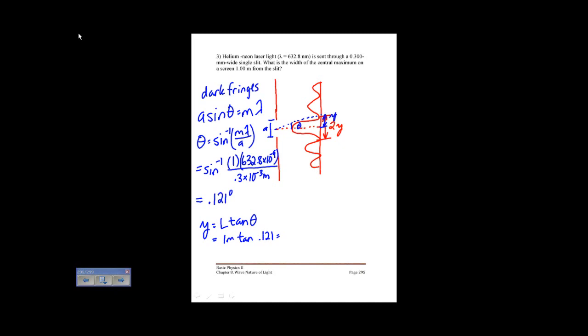That gives me 0.00211 meters, which 2y, twice that, is going to be 0.00422 meters, which is 4.22 millimeters. So that's the width of my central bright fringe. And one other thing, when we're using the single slit diffraction pattern, our order numbers are a little bit different. Our order numbers refer to the dark fringes, not the bright fringes as they do for the double slit.